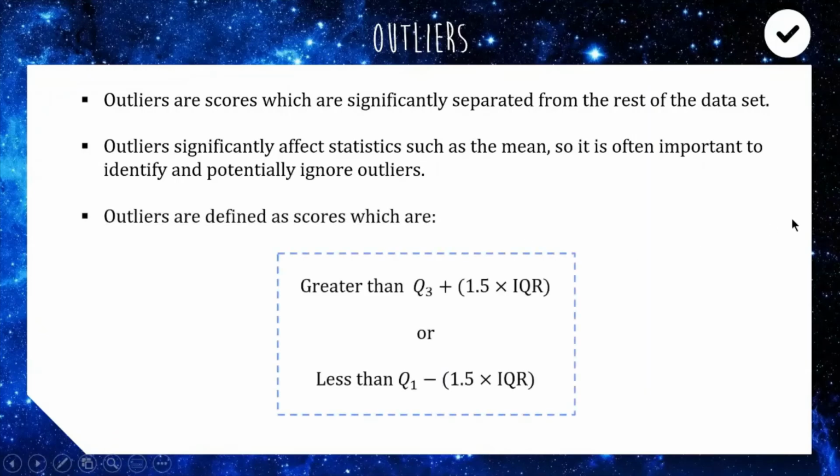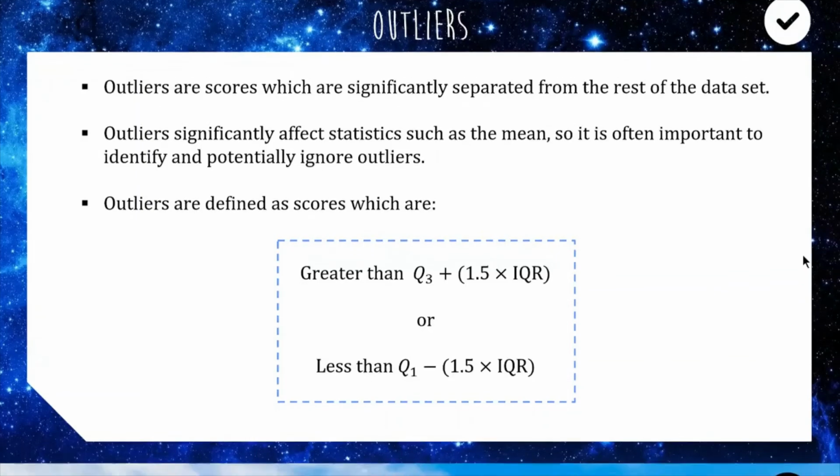In this course, we classify outliers as scores which are greater than the 3rd quartile plus 1.5 times the interquartile range. Okay, so if you find your 3rd quartile, find your interquartile range, and you compute this, it'll give you a number. And any score above this number will be defined as an outlier. Likewise, if you compute the 1st quartile, take away 1.5 lots of the interquartile range, you'll get a number. Any scores below that number are classified as outliers. Okay?